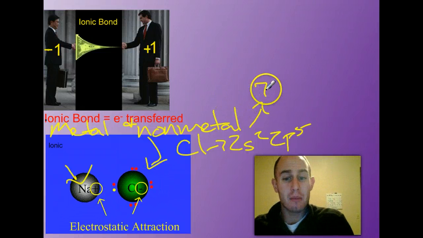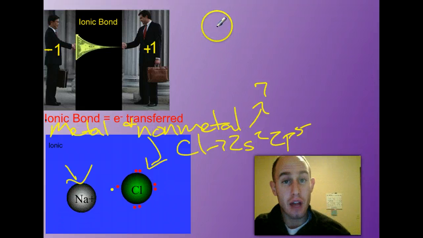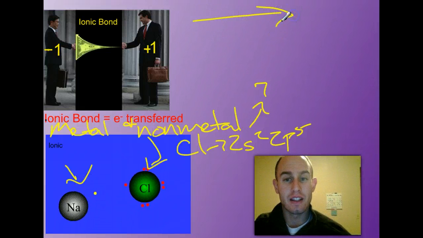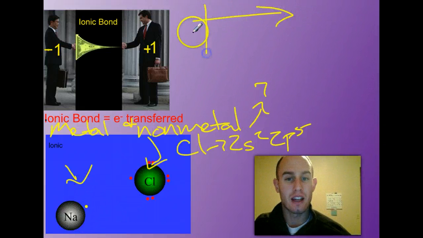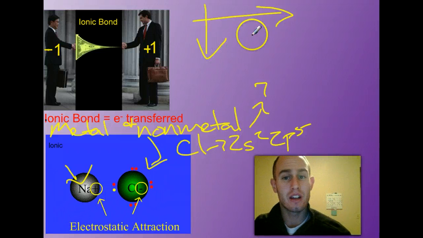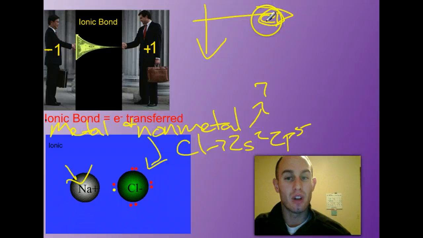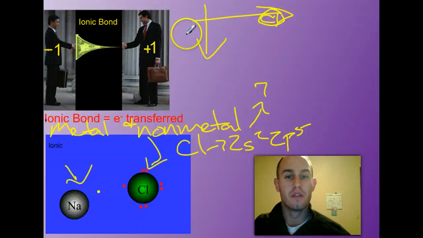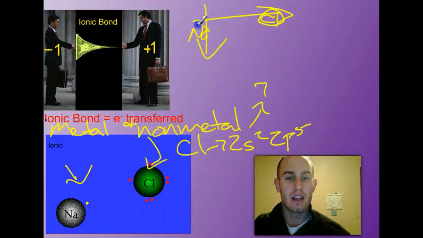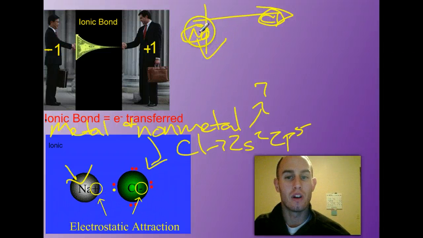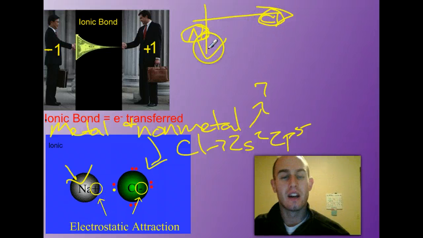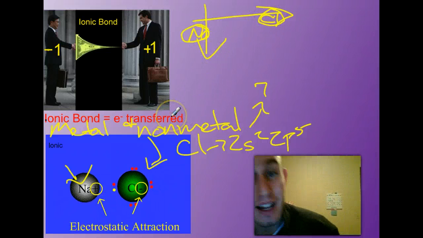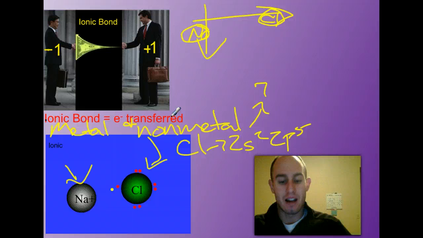And really what's going to happen, if you think about our trends from chapter 5, electronegativity increases going across and decreases going down a group. Chlorine, which is over here on the periodic table, really wants an electron. So it's going to take one of sodium's, Na, which is over here on the periodic table. So chlorine is going to take one of sodium's electrons, and that makes it an ionic bond.